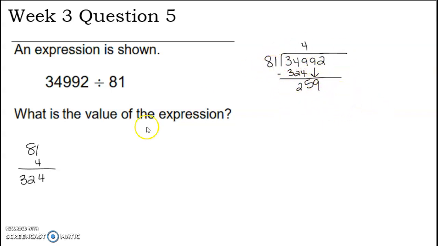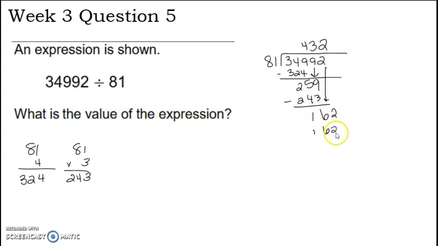81 into 259. I know it's not 4 times, but it might be a little bit less than that. 3 times 1 is 3. 3 times 8 is 24. That'll fit. So 3 times, and then we have 243. 9 minus 3 is 6. 5 minus 4 is 1. Bring down that 2. I happen to know that 81 goes into 162 2 times. I do know that's exactly 162. And we have 0 remainder. So 432 would be your answer.